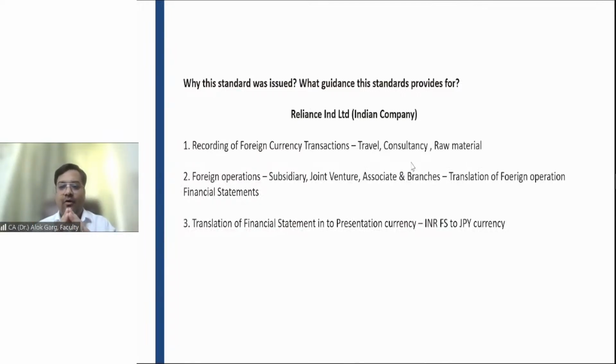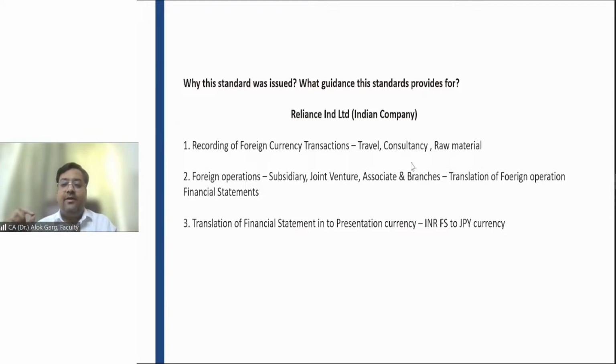We understood that this standard has been issued to cater three kinds of things. One, to record the foreign currency transactions. When I'm saying recording, I'm talking about recognition and measurement, right? Initial recognition, initial measurement, subsequent recognition and subsequent measurement.